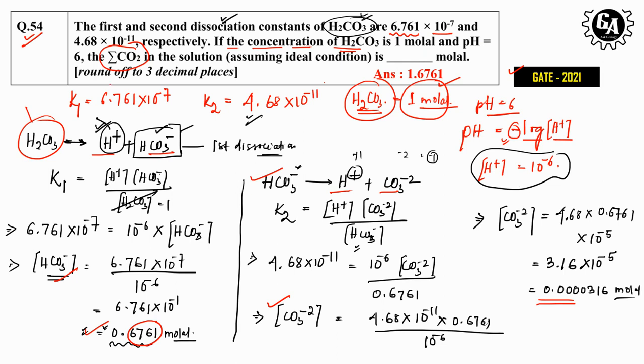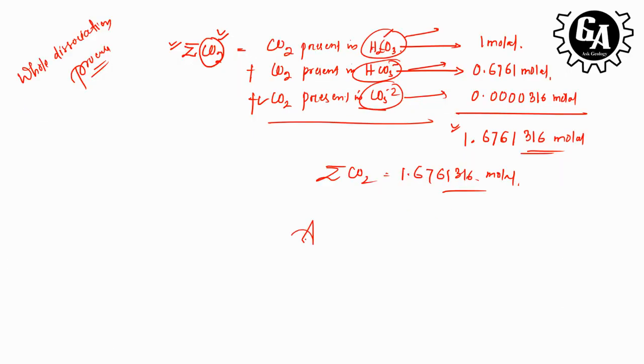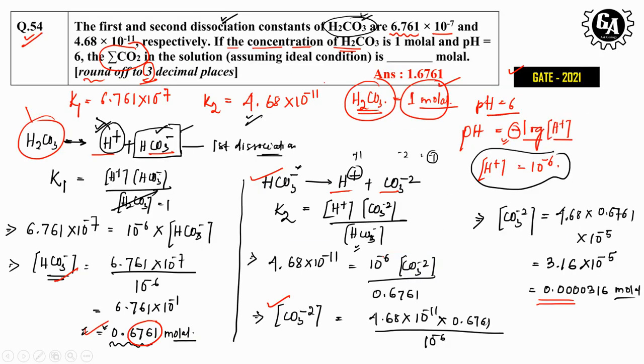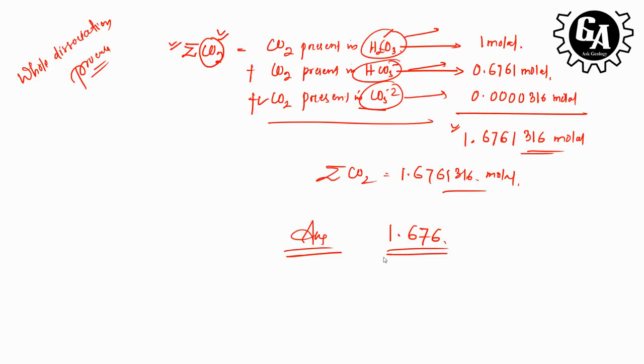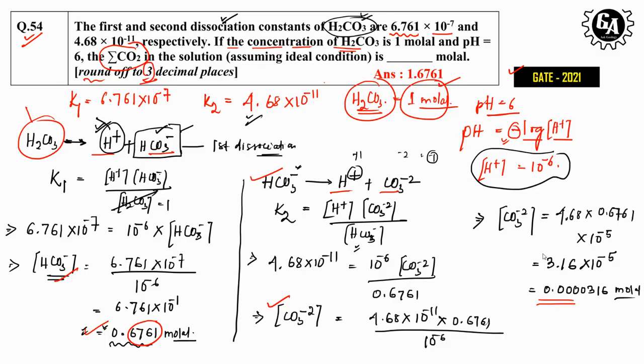Now the question asks to round off up to 3 decimal places. So what will be our answer? Our answer will be 1.676. To 3 decimal places, 1.676 molal of carbon dioxide is present in the whole system. Okay, so I think this much explanation is okay.